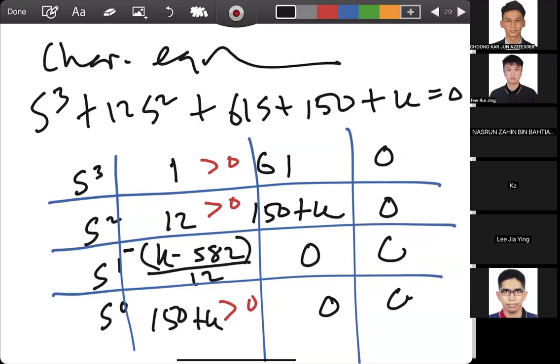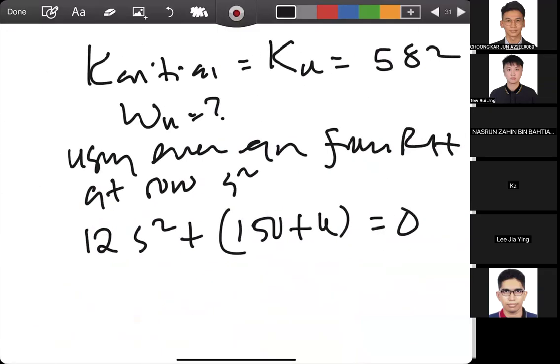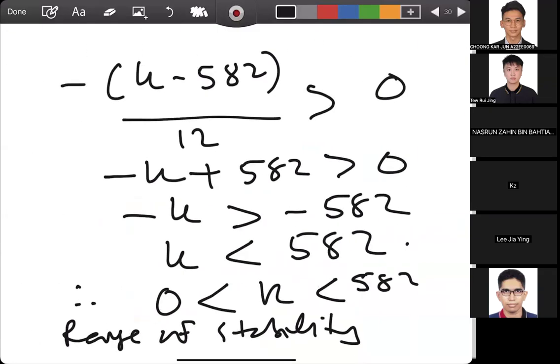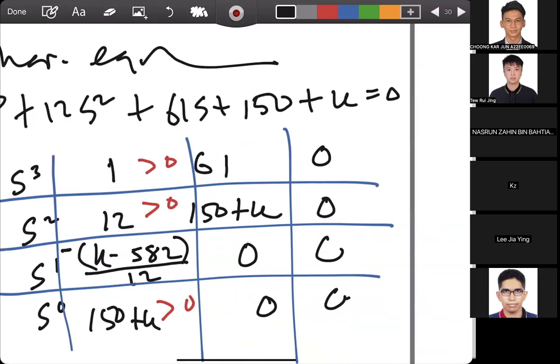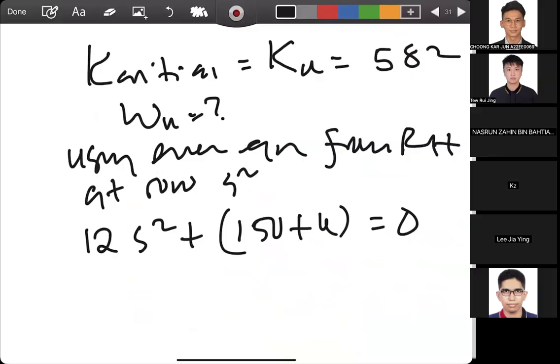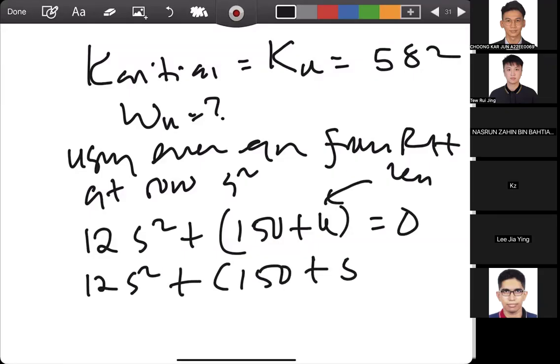Is it in fact the KU? No, not in fact, because we are using 582. So 582 over here is the KU. So 12 s square plus 150 plus 582 equal to 0.